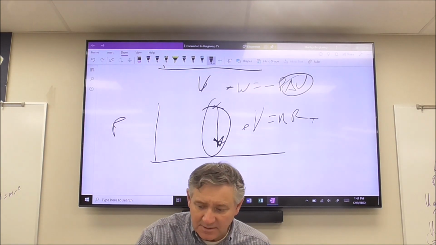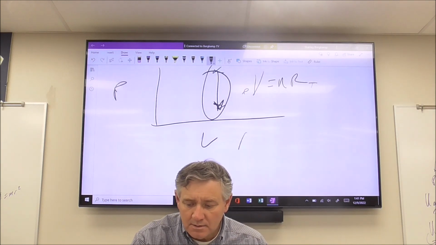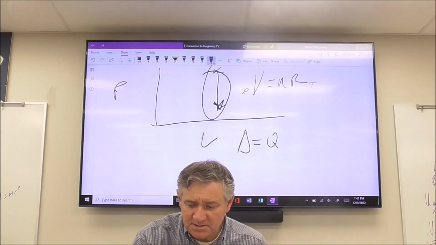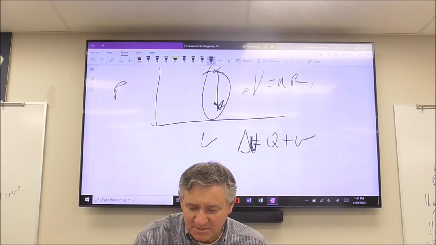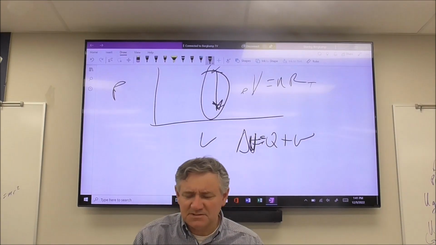Now, here's the interesting thing. Delta U equals Q plus W. I forgot the U. There's a U in there. Trust me. It's jacked up, but it's there.